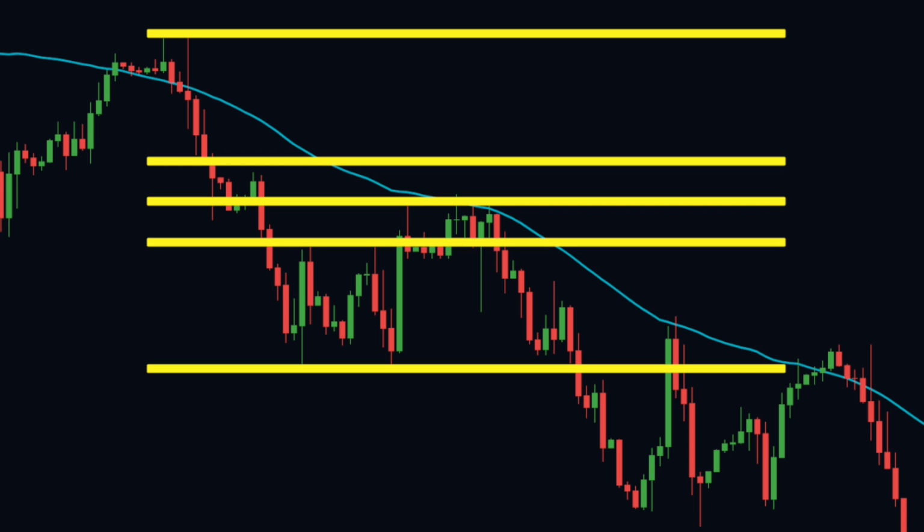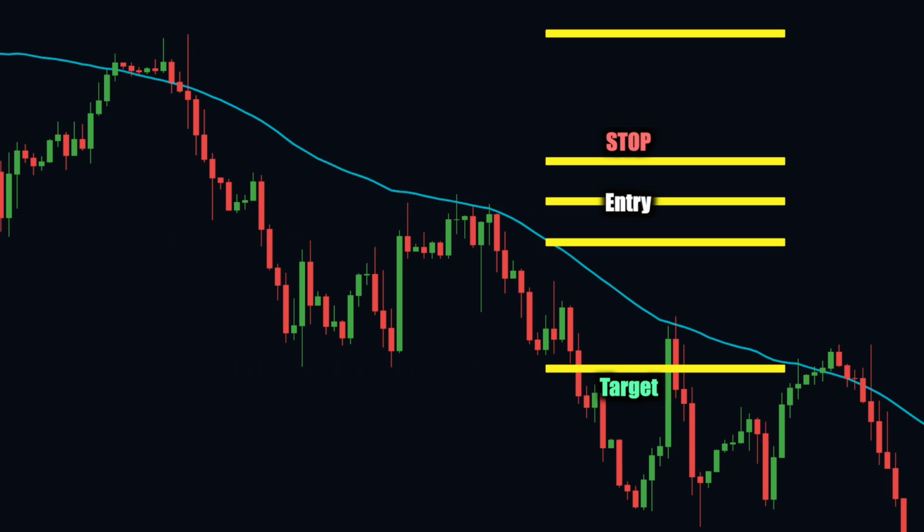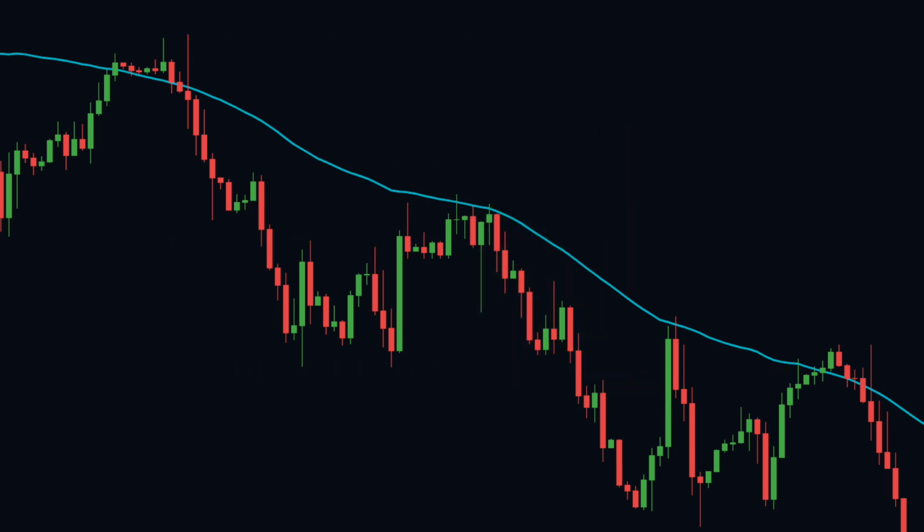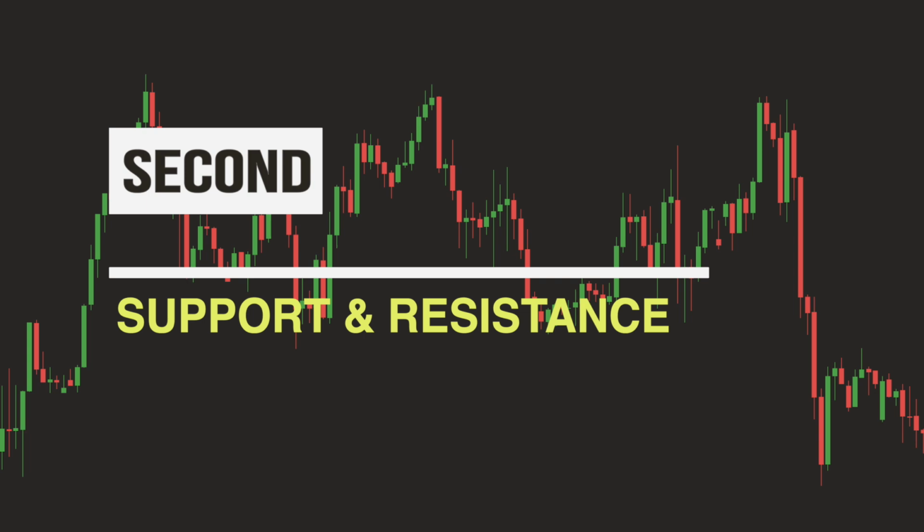So we can now enter a sell trade on this candle. We may set our stop loss above the 61.8 level and target the prior lows. And as you can see, the price fell sharply after we entered. Now let's discuss the second confirmation method, which is support and resistance.